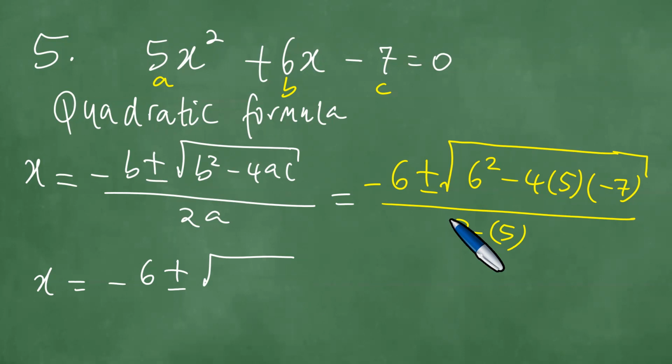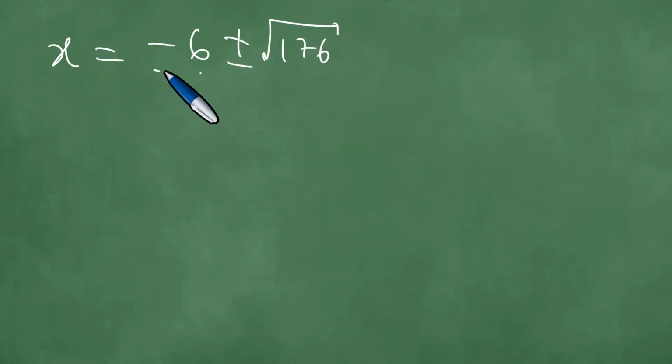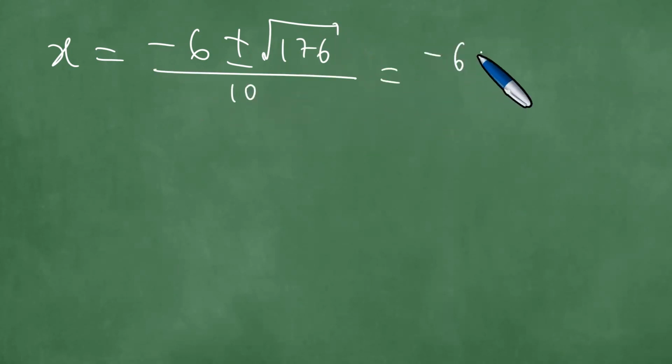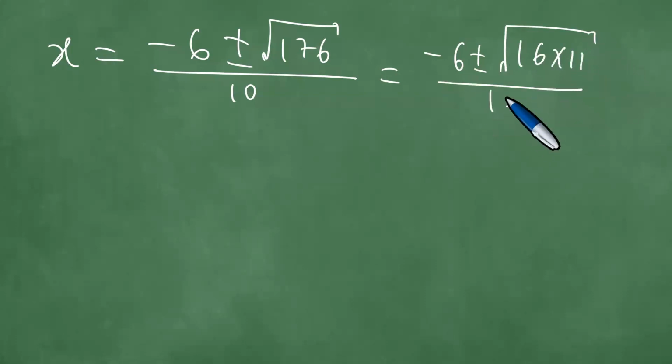There's 6 squared plus 4 by 5 by 7, and it is 176, divided by 10. So we're getting that x is minus 6 plus or minus the square root of 176 over 10. What are the factors of 176 that can bring so much joy to us? 16 by 11. So 176 has the factor 16 by 11.